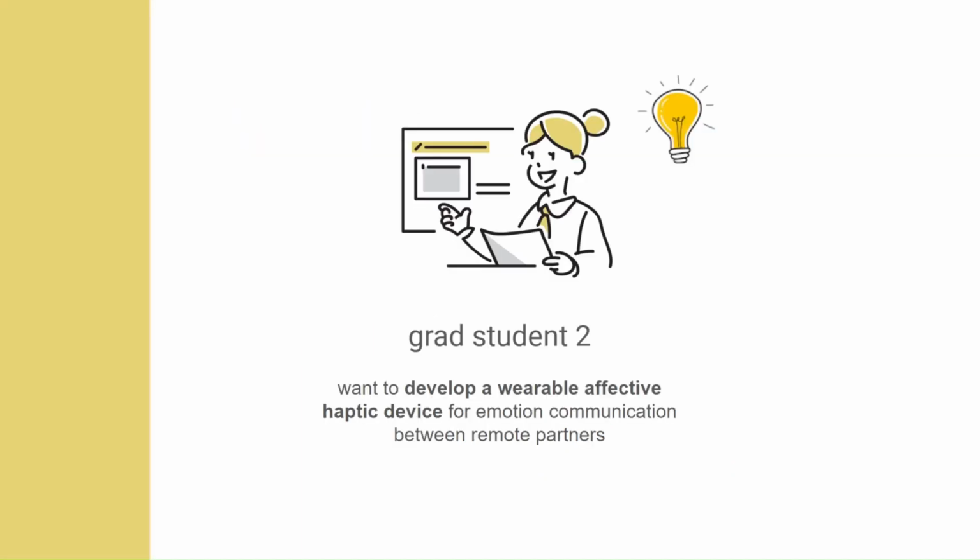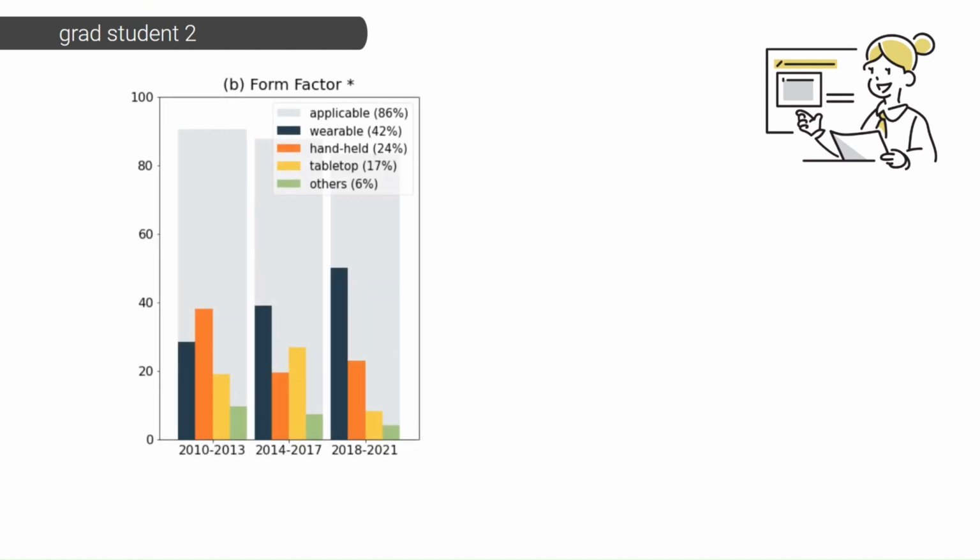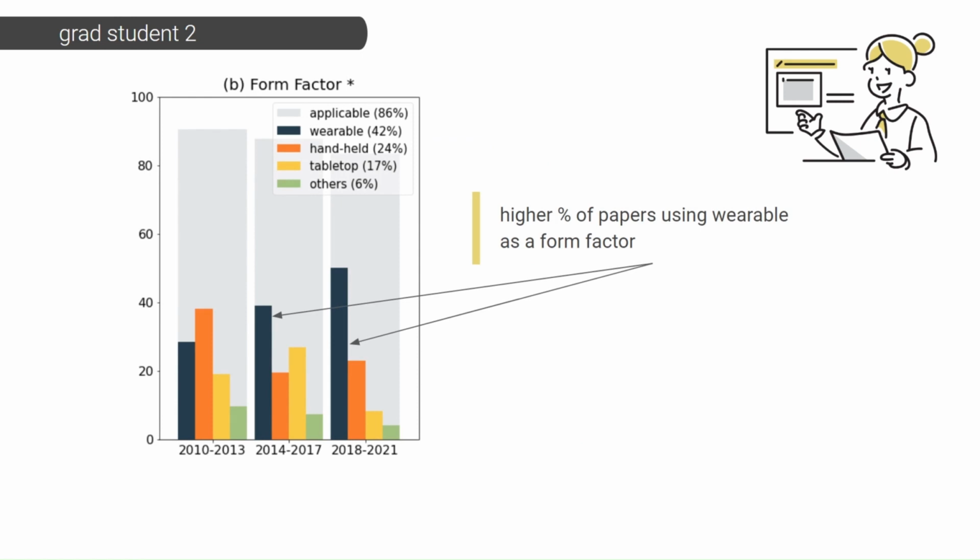Okay, now as a second persona, imagine that you're a grad student, but with a better idea about what you're doing with your research. You want to develop a wearable affective haptic device for emotional communication between remote partners. You check the form factor plot and find out that your research direction is promising, as a lot of people have been working on wearable form factors.